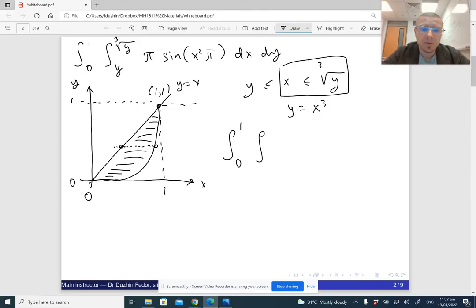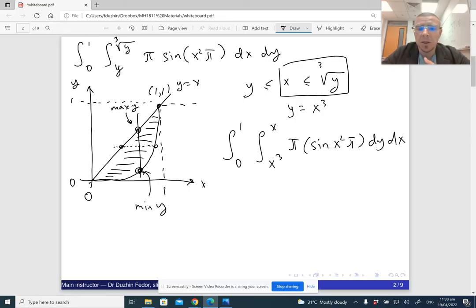And now y. The smallest possible value of y, the minimum y, is here, and it is on our cubic parabola, so it is x cubed. And the largest value of y is here, the maximum y, and it's just y equals x. So the integral is from x cubed to x. Then we have our pi times sine x squared pi dy dx.